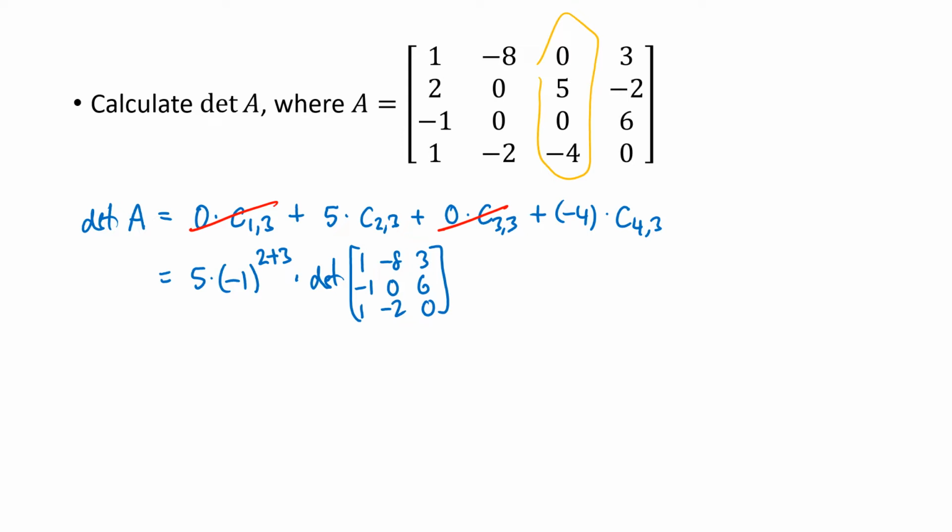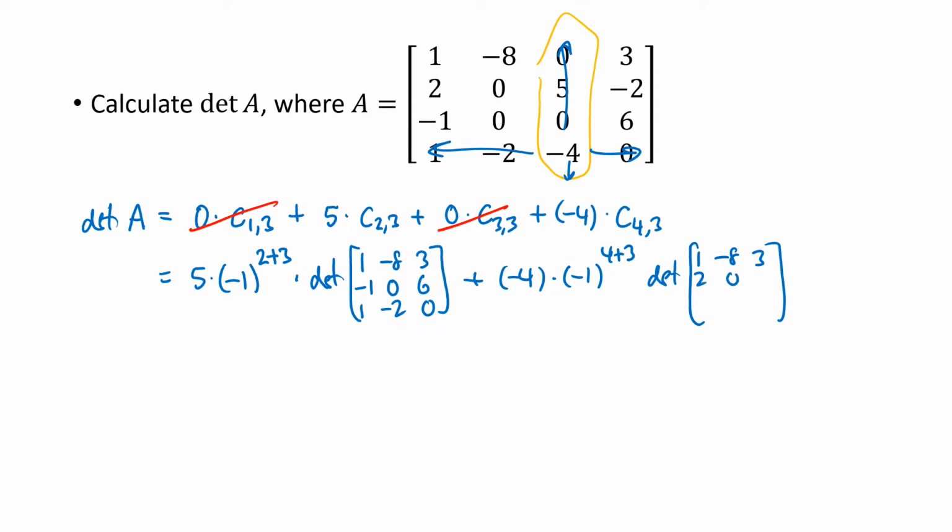And then the other cofactor has a similar formula. So we're going to take that -4 and multiply it by -1 to the 4 plus 3, because we're in row 4, column 3. And that cofactor is the determinant of the 3x3 matrix we get by crossing out that row and that column. And that matrix is again a 3x3 matrix, and the entries of that matrix are 1, -8, 3, 2, 0, -2, and -1, 0, 6.